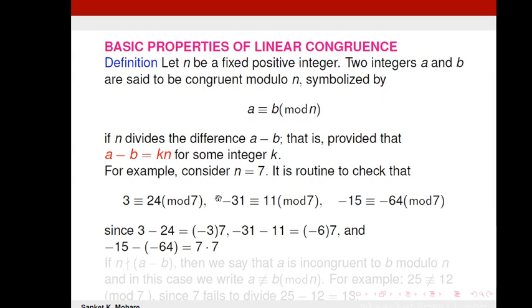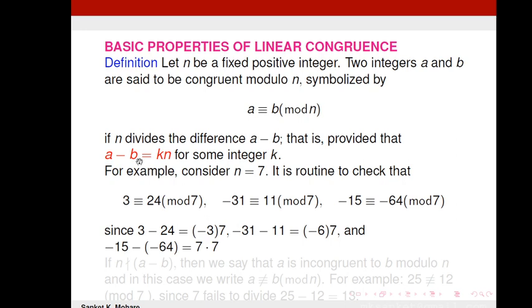So in this definition we discussed that two integers a and b are congruent modulo n, where n is a fixed integer, if and only if n divides the difference a minus b, or if and only if the difference of these two integers a minus b is equal to kn for some integer k.